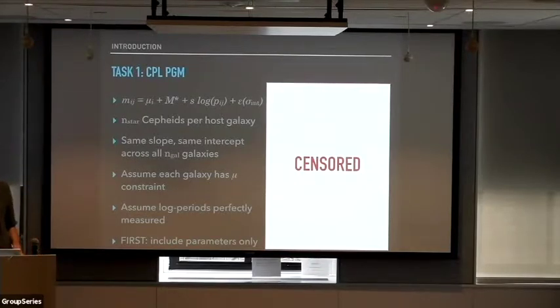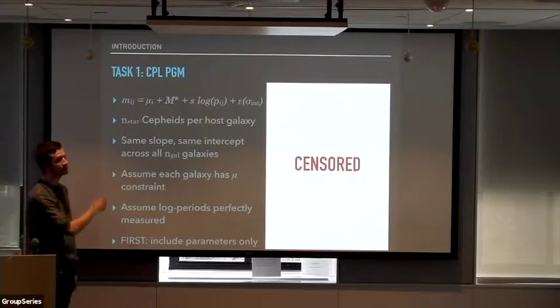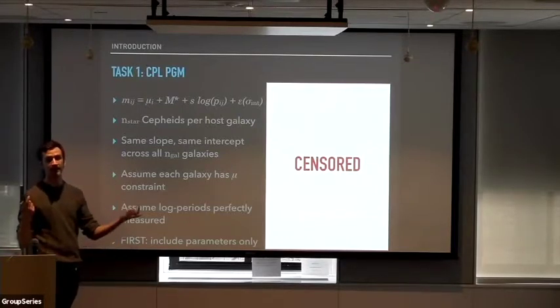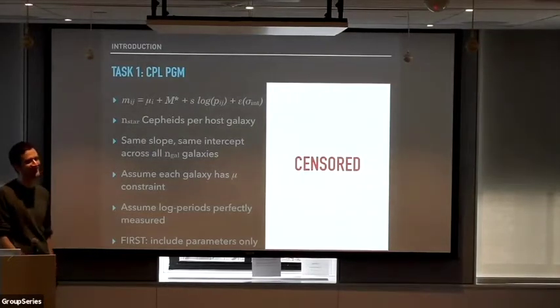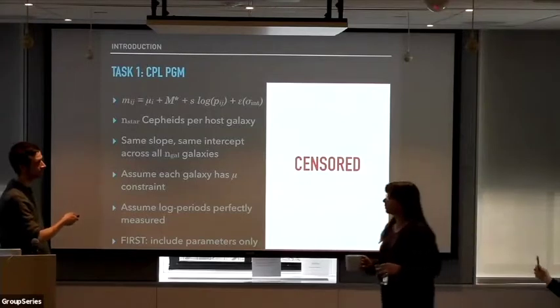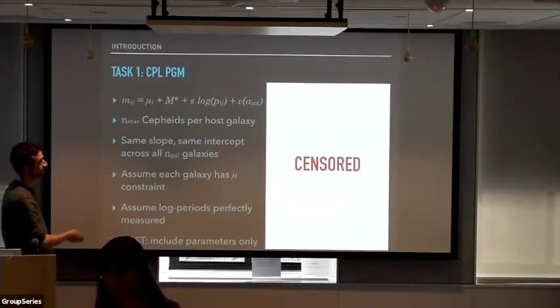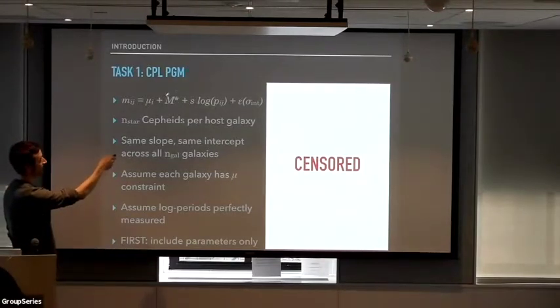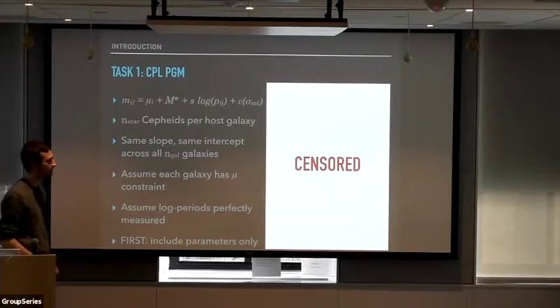Same number of Cepheids. You can complicate this if you want. You can make n star have an i index if you want, but that's just showing off. In any event, S and mu. So S is what we want. So the things that we want out in the end are going to be the intrinsic absolute magnitude and the slope.